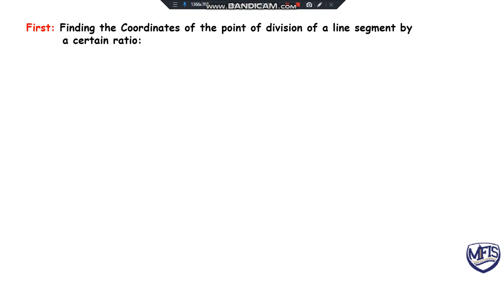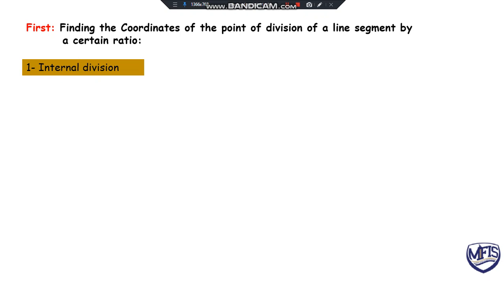So you have studied before how to find the coordinate of the midpoint of a line segment. Now, can you find the coordinates of the division point of a line segment internally or externally, given the ratio of the division? So we'll study now how to find any point on a line segment with a ratio, internally or externally. So, first, finding the coordinates of the point of division of a line segment by a certain ratio.